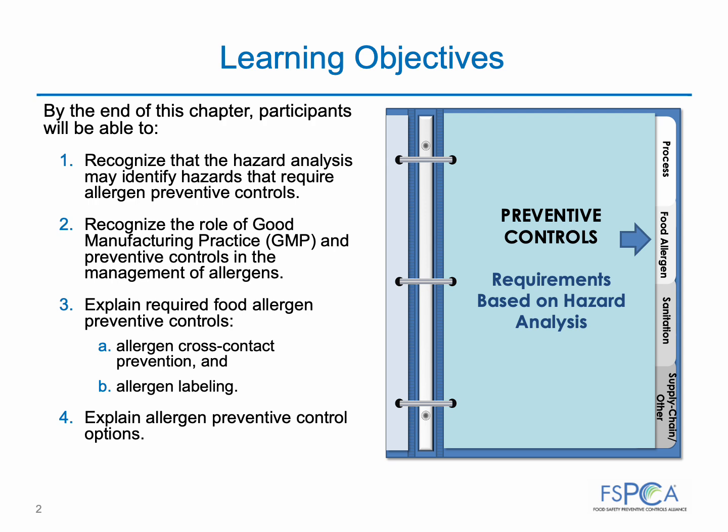By the end of this chapter, participants will be able to recognize that the hazard analysis may identify hazards that require allergen preventive controls. Recognize the role of good manufacturing practice, GMP, and preventive controls in the management of allergens. Explain required food allergen preventive controls, allergen cross-contact prevention, and allergen labeling. Explain allergen preventive control options.